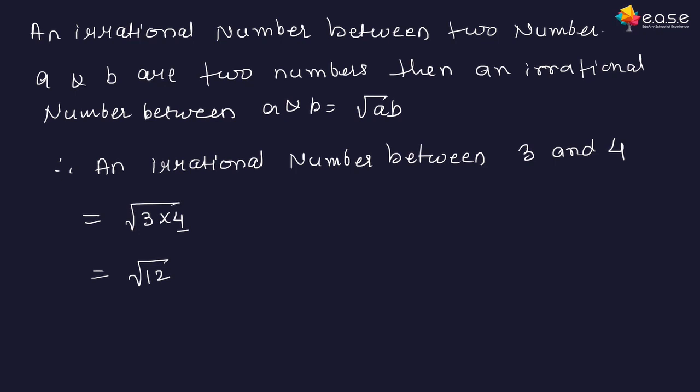So instead of writing out root 12, I can write it as root of 4 times 3, and 4 is 2 square. Correct? So that means 2 can come out, it is 2 root 3. So this is one irrational number between 3 and 4. Correct? So this is your ultimate answer we can say for the question.